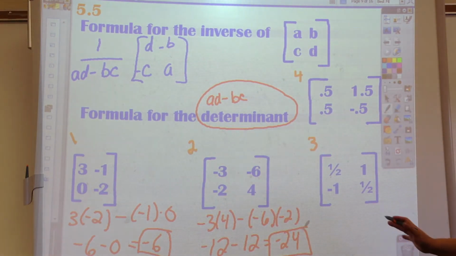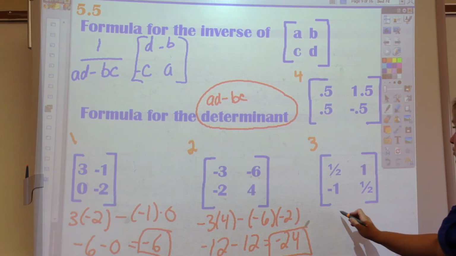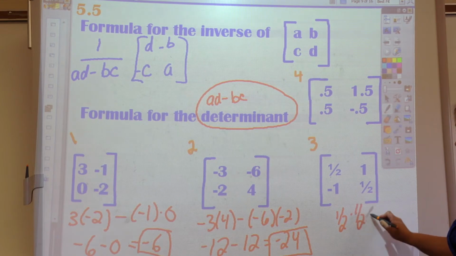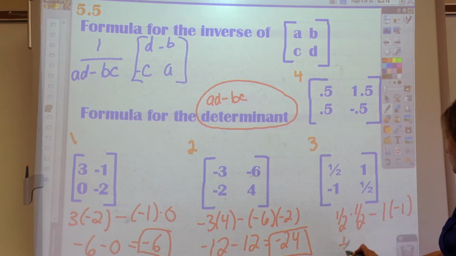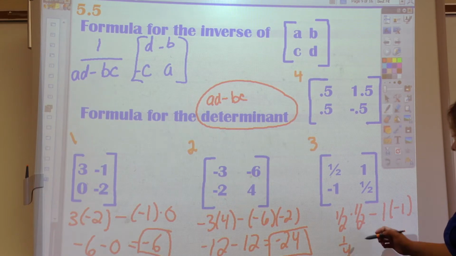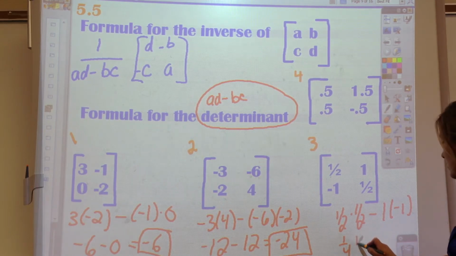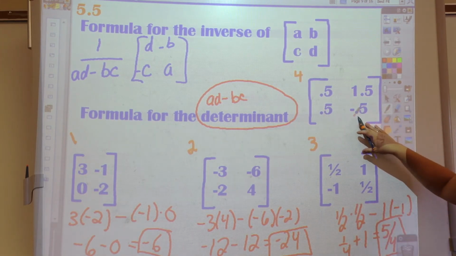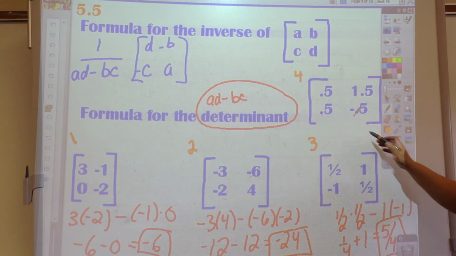All right, number 3. My determinant would be 1/2 times 1/2 minus 1 times negative 1. Now I'm going to get 1/4 minus a negative 1, which is plus 1. I'm going to call that either 1 1/4 or 5/4. I would like you to try number 4 on your own and bring that solution to class tomorrow.